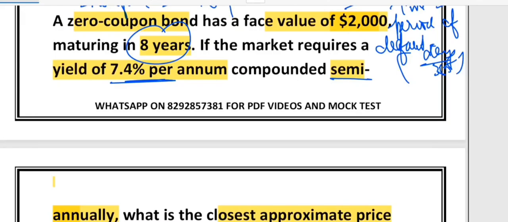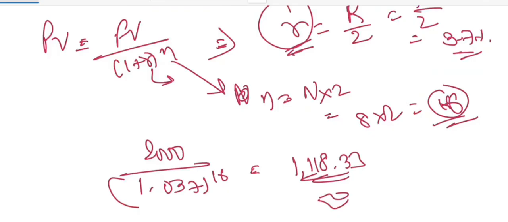Right. So friends, remember, think of the bond like a promise. Someone promised to pay you $2,000 after 8 years. If the people require a 7.4% return, you will pay less today for that promise, right? How much are you paying? You are just paying 1118.33. So we calculated what that less amount is.